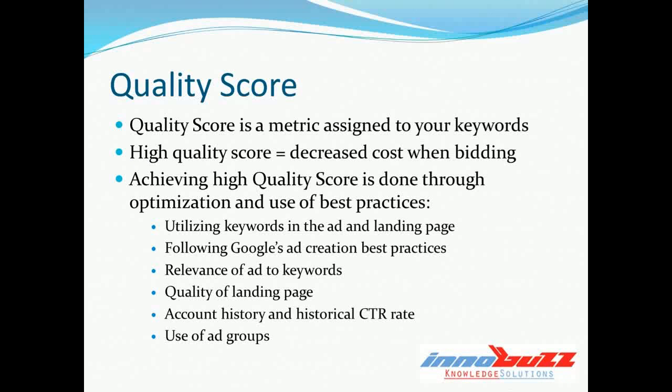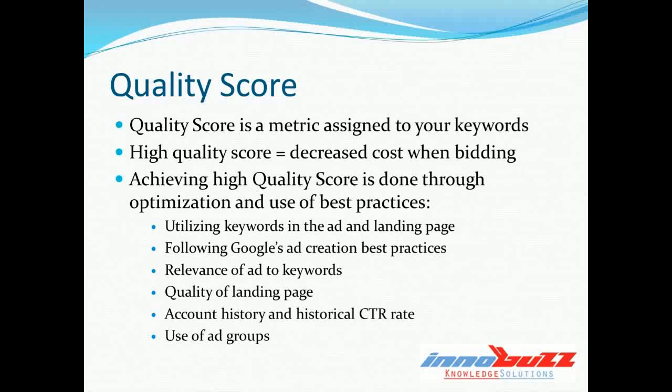However, with that in mind, quality score can change this a little bit. Quality score is a metric assigned to your keywords. It's based on, well, a ton of factors. Basically, you get a high quality score through optimization. You utilize keywords in the ad and landing page, follow Google's ad creation best practices. You want to make sure that the ads are relevant to your keywords, have a quality landing page. Your account history and historical CTR, your click-through rate, are used as a factor in this, and then the use of ad groups, which are just ways of grouping similar ads together.